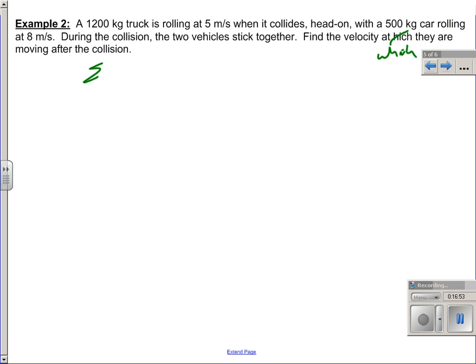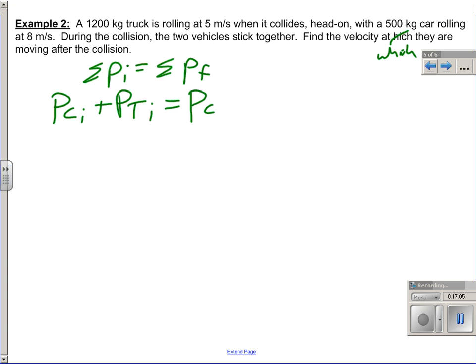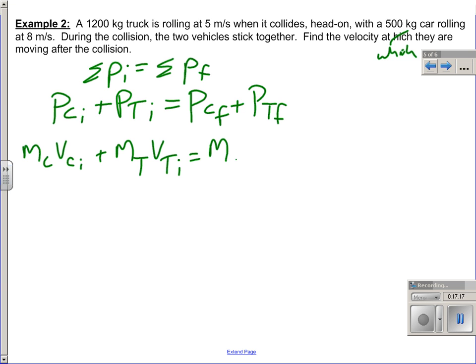So here's what we know. We know the total momentum before the collision is the same as the total momentum after the collision. That means that the momentum of the car before the collision plus the momentum of the truck before the collision has got to equal the momentum of the car after the collision plus the momentum of the truck after the collision. So mass of car, velocity of car initially, plus mass of truck, velocity of truck initially, equals mass of car, velocity of car final, plus mass of truck, velocity of truck final. And plug in your numbers.